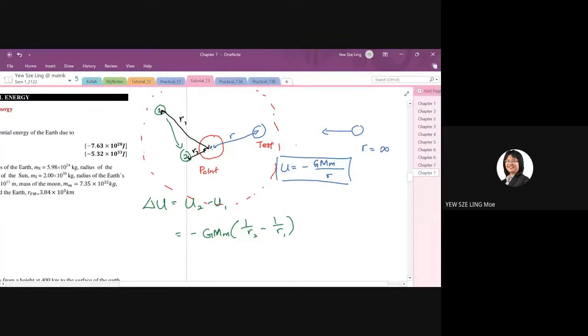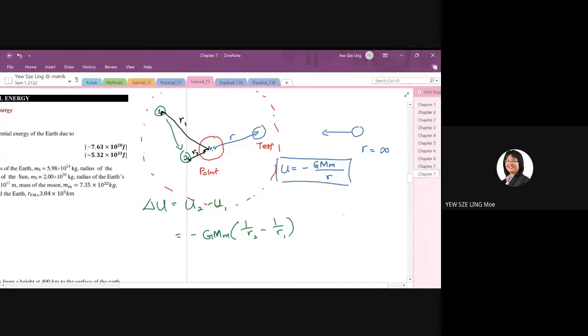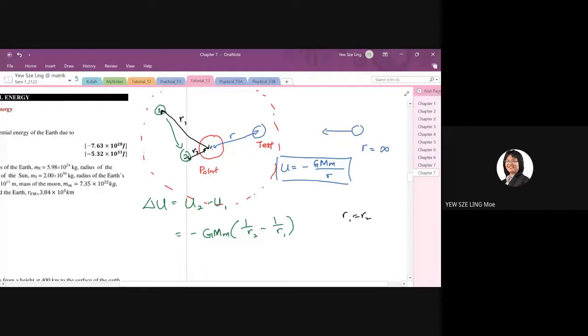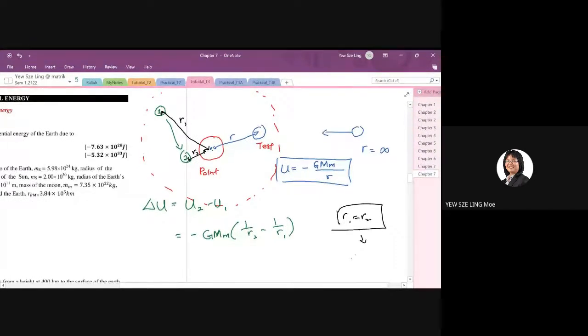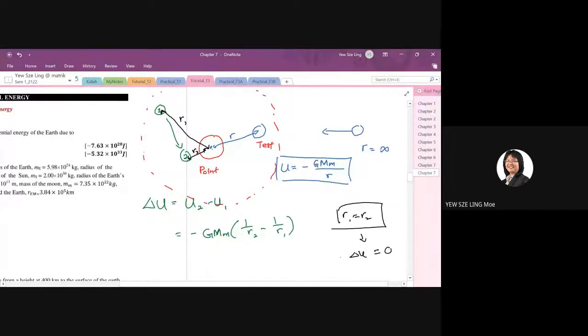Which means if you move an object along the same orbit, then no work needs to be done. If r1 equals r2, then no work is done, and delta U equals 0, because r is the thing that affects the work done. So if you move along the same orbit, no work needs to be done.